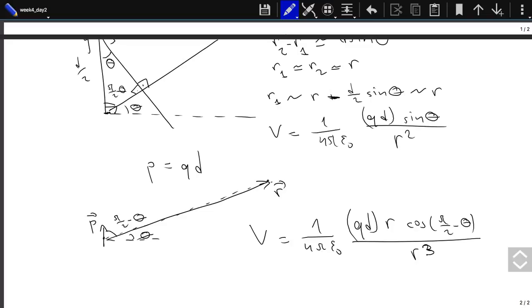Now it looks like a funny way of writing the same thing, but you see I have the magnitude of one vector, qd, then the magnitude of this other vector, then the cosine of the angle between these two vectors. That is the scalar product. So the potential created by a dipole, I can write as this constant 1 over 4 pi epsilon 0 times p dot r divided by r cubed.